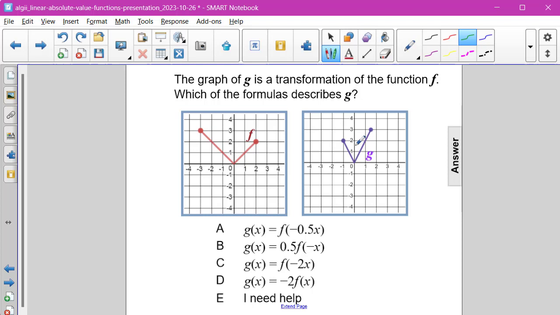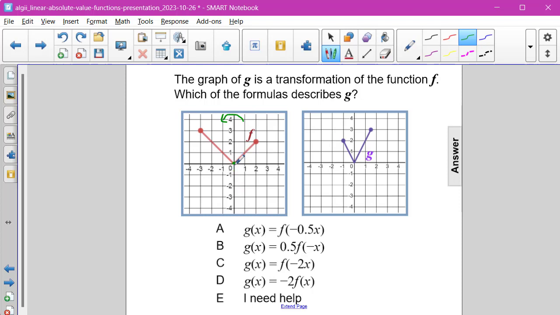Well, over here in g, it has the short side on the left and then the long side on the right. So it looks like a standard check. So it went from a backwards check mark to a regular check mark. So that means we're doing a reflection across the y-axis.